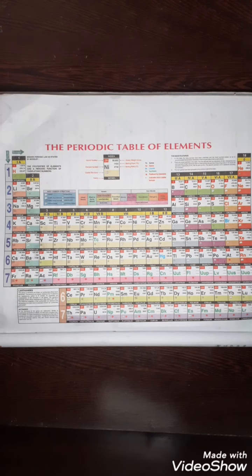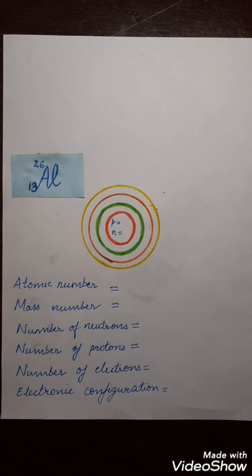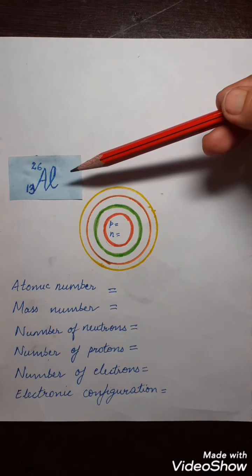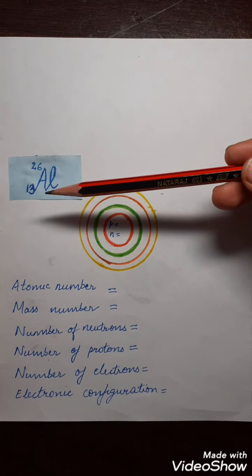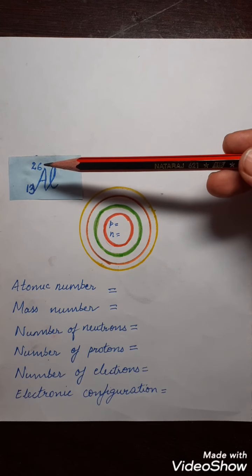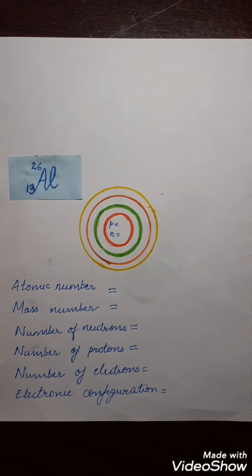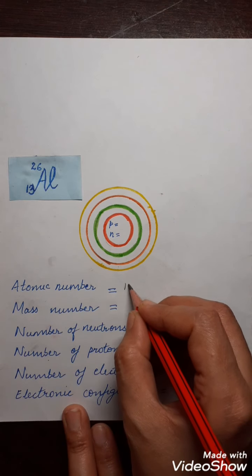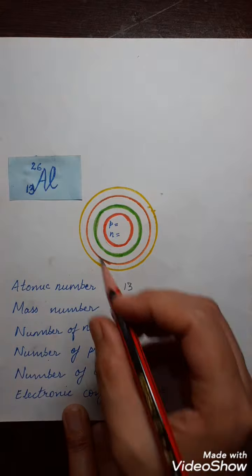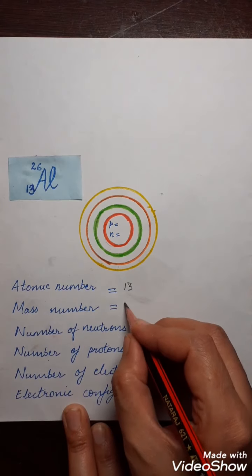Students, with the help of an example, let us understand orbits, electronic configuration, valence shell and valence electrons. This is a symbol Al. The symbol is for aluminium. What is its atomic number? 13 is the atomic number and 26 is the mass number. So we'll write here atomic number is 13, right? Mass number is 26.